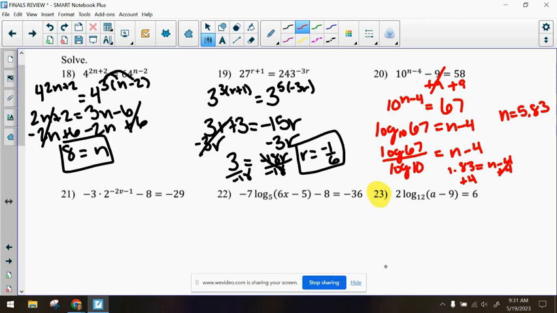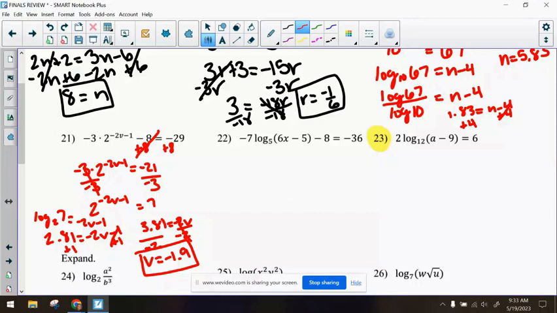Now go ahead, pause the video, try number 21, and then resume to check your work. The answer for number 21 is -1.9. So this one I had a couple steps to take before I could convert to log form. I had to add the 8, then divide by -3. When I evaluated the log, I got 2.81. I then added 1 and divided by -2.